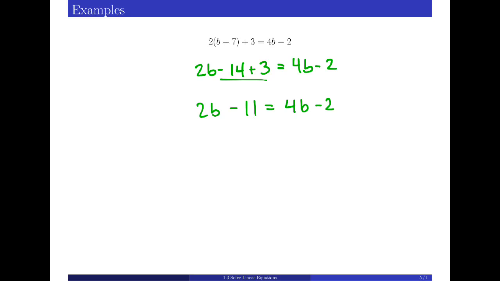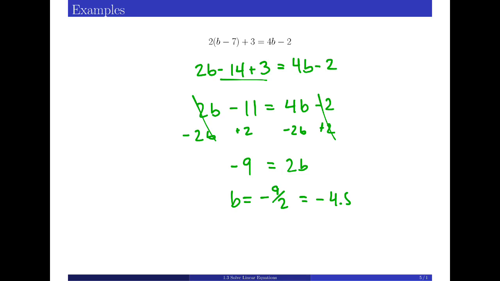Again, I'm going to move things so that my b stays positive. So I'm going to subtract 2b from both sides. And at the same time, I could add 2. So then we have negative 9 is equal to 2b. And divide by 2, and we end up with b is negative 9 halves. If you want to write that as negative 4.5, that's okay as well. I like the fractions. But those are what we're doing in this section. Should be pretty simple to get through.